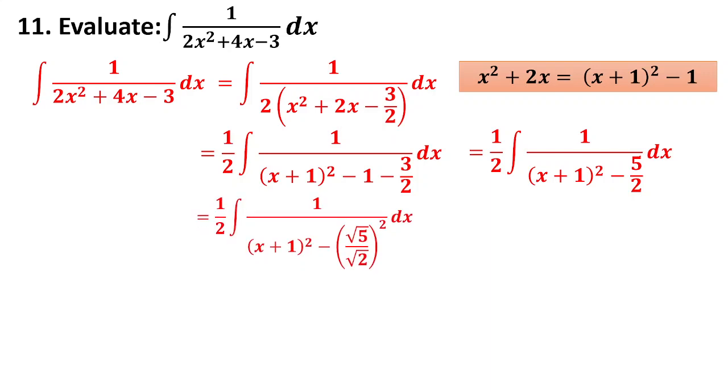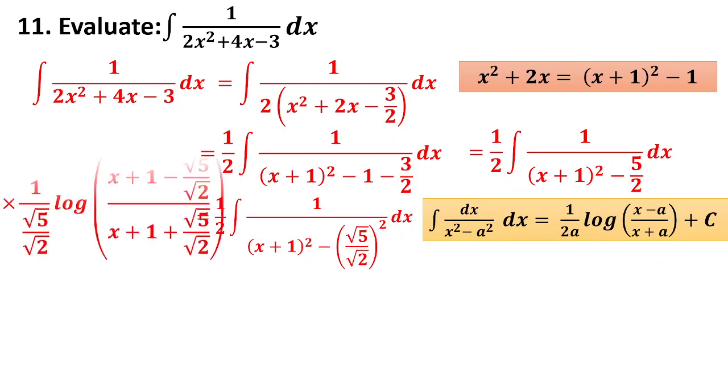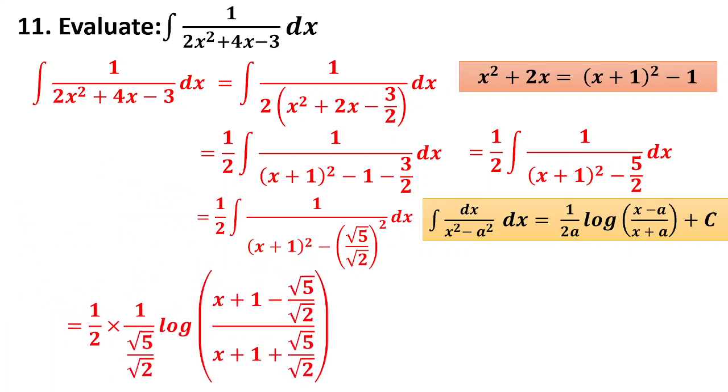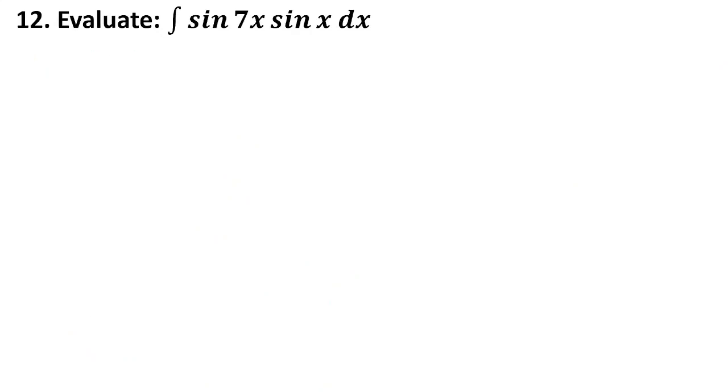You have to visualize it as x square minus a square. So x plus 1 the whole square minus root 5 by root 2 the whole square, or square root of 5 by 2 the whole square. Now the formula is 1 by 2a log of x minus a by x plus a. In place of x you are having x plus 1. In place of a you are having root 5 by root 2. I have done it. It can be kept as it is, but it can be simplified by taking the LCM and all. Final answer: 1 by 2 into root 2 by root 5 into log of root 2x plus root 2 minus root 5 upon root 2x plus root 2 plus root 5, by taking the LCM in the denominator. Let us go to question number 12.